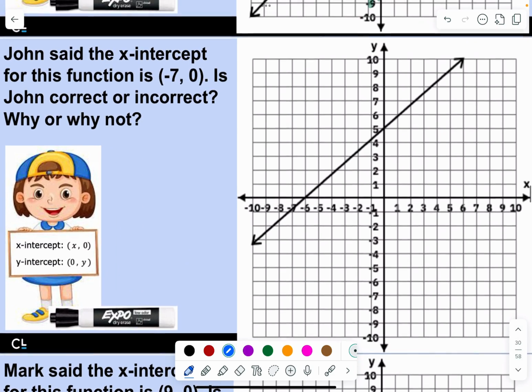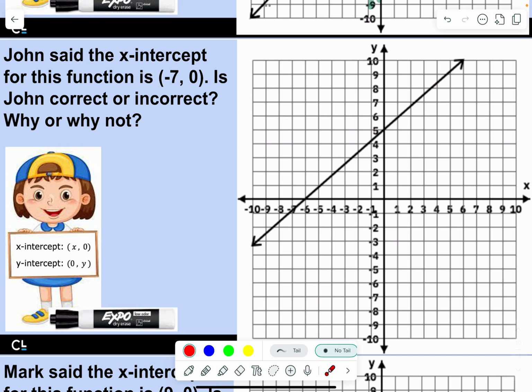Now, let's go and talk about these real quick. It says, John said the x-intercept for this function is -7, 0. Is John correct or incorrect? Why or why not? I want you to look at this graph and determine, is -7, 0 my x-intercept?